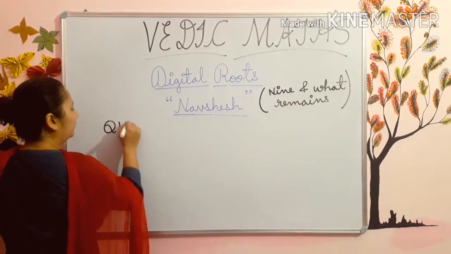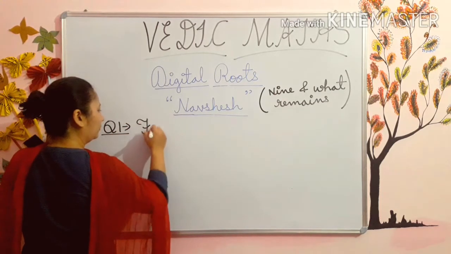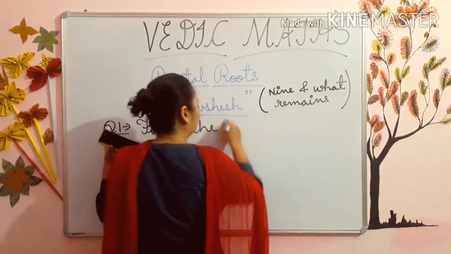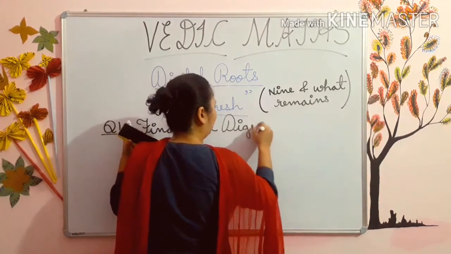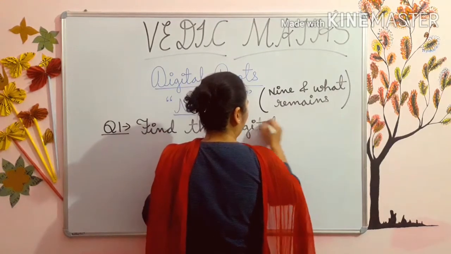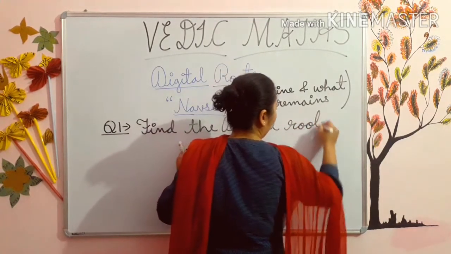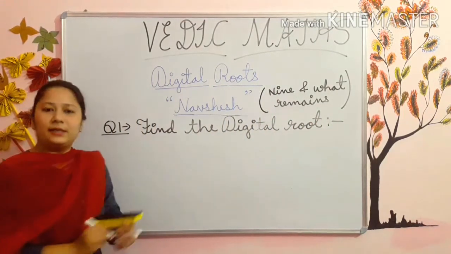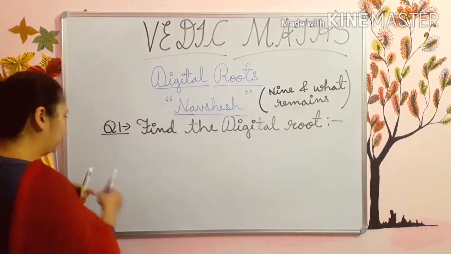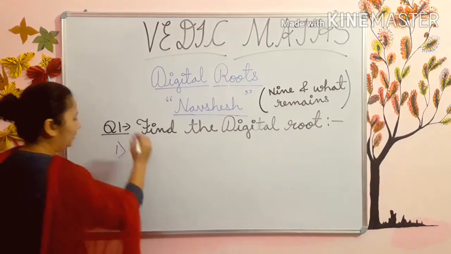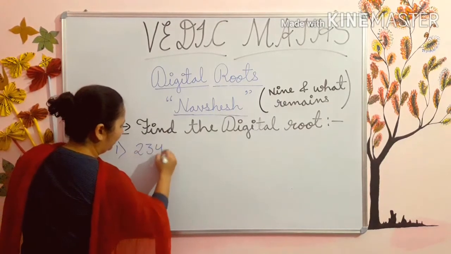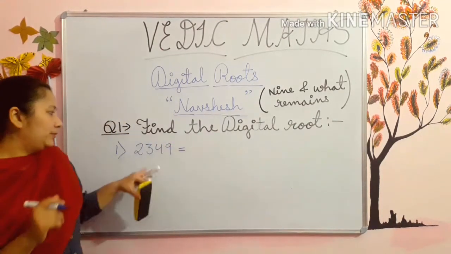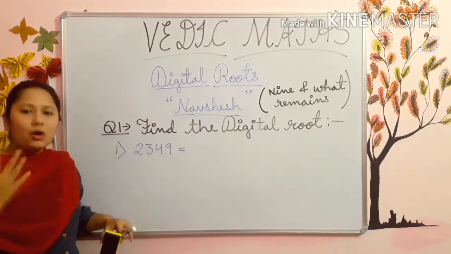Your question will be, find the digital root. See, your question will be there, find the digital root. Then you will get one sum, like you can get 2, 3, 4 and 9. Now you have to find the digital root of this number. Now how you will find?